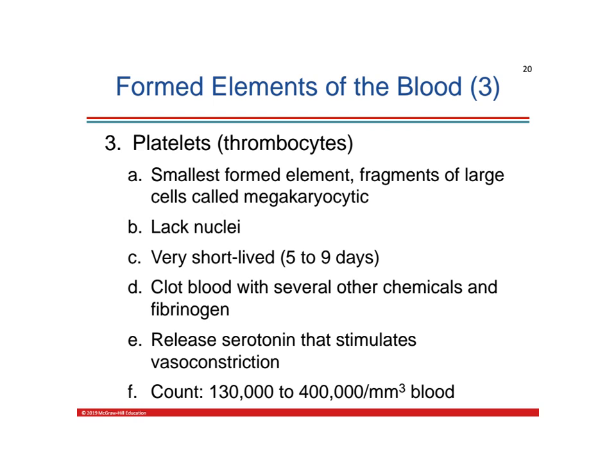The third category of formed element are the platelets, or these are also called thrombocytes. They're the smallest formed element. They're just fragments of a larger cell called a megakaryocyte. These lack nuclei, and for this reason, they're very short-lived. They only live about 5 to 9 days. They're involved in clotting together with other chemicals and fibrinogen, which we mentioned earlier. That was a plasma protein.